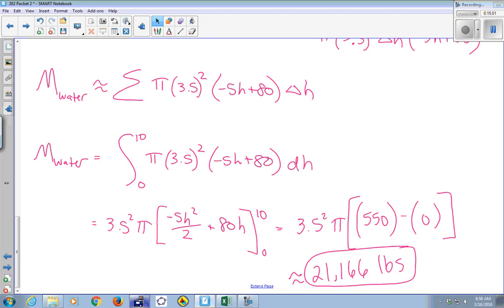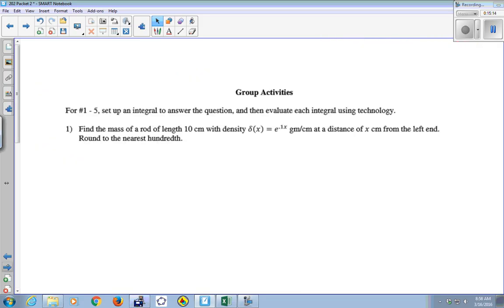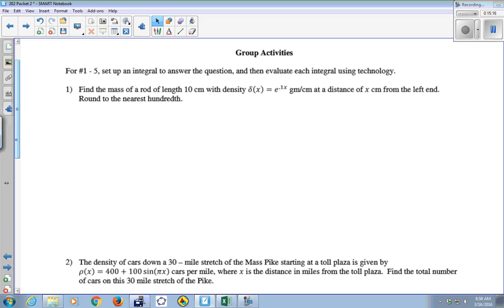All right, so same game that we've been playing for the past couple of days: slice it up, add up all the slices, and it turns into an integral. So that's it for the demo. You've got 5 problems for your group activities. I asked you to just evaluate using technology, so you don't have to practice integration until the very end. Once you get through the 5 problems, just setting up the integrals, then I tell you to go back and try to do the integration by hand just for practice. But the main point of today is to learn how to set up the integrals.